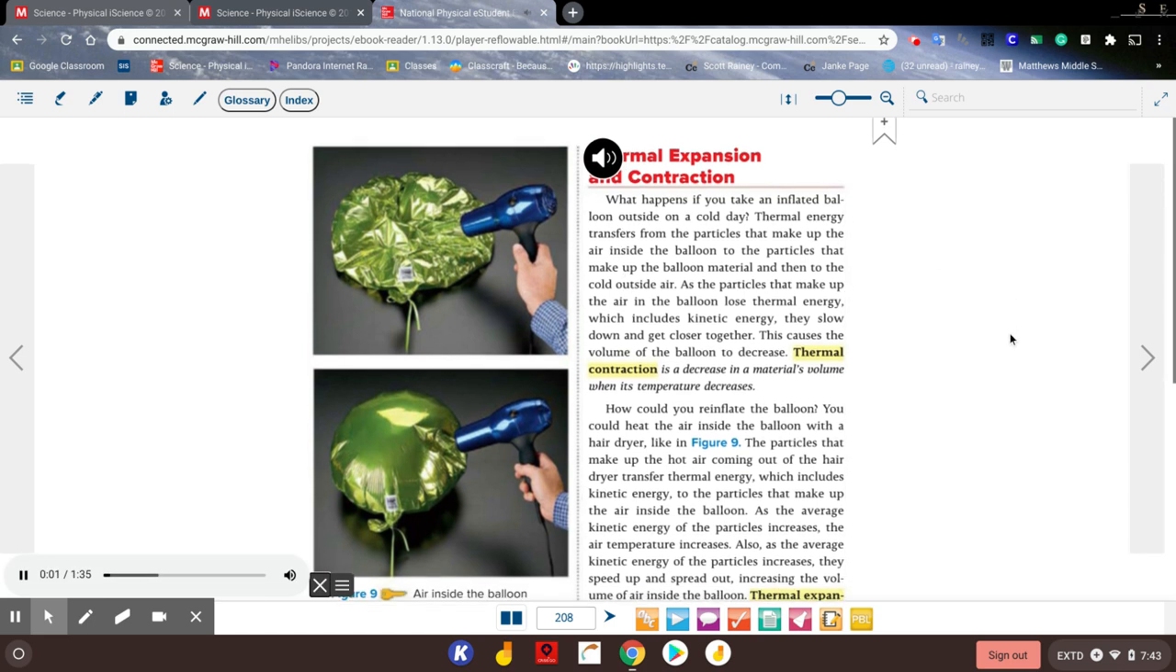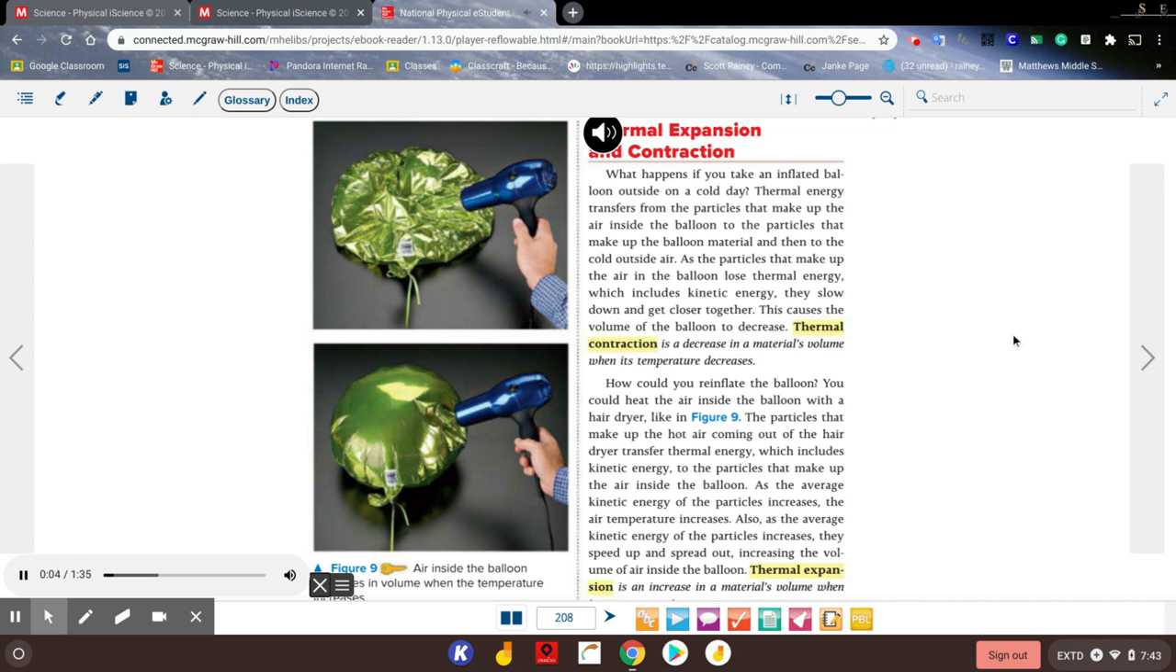Thermal expansion and contraction. What happens if you take an inflated balloon outside on a cold day? Thermal energy transfers from the particles that make up the air inside the balloon to the particles that make up the balloon material and then to the cold outside air. As the particles that make up the air in the balloon lose thermal energy, which includes kinetic energy, they slow down and get closer together. This causes the volume of the balloon to decrease. Thermal contraction is a decrease in a material's volume when its temperature decreases.